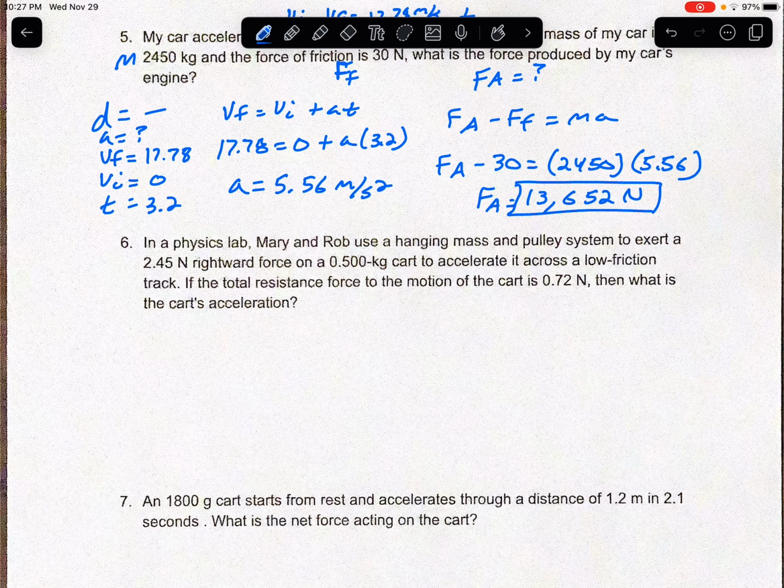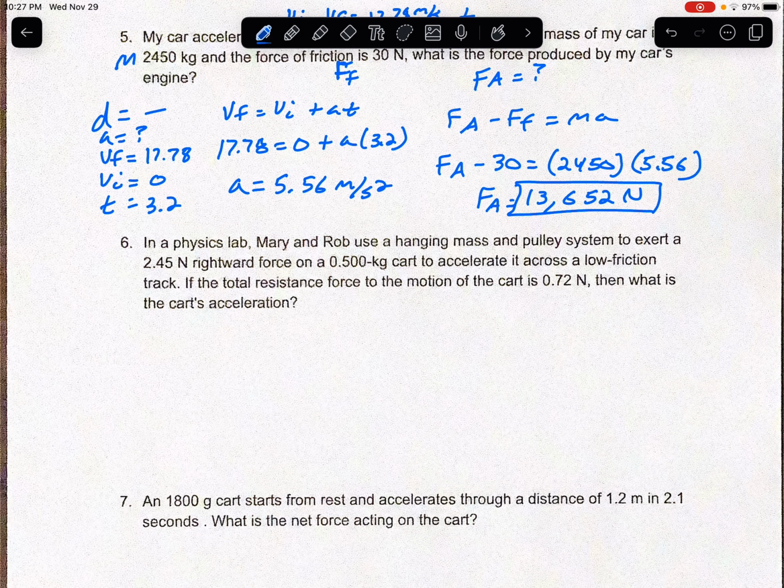In number 6, in a physics lab, Mary and Rob are using a hanging mass pulley system to exert a 2.45 Newton force on a 0.500 kilogram cart to accelerate it across the low friction track. If the total resistance force to the motion of the cart is 0.72 newtons, then what is the cart's acceleration?